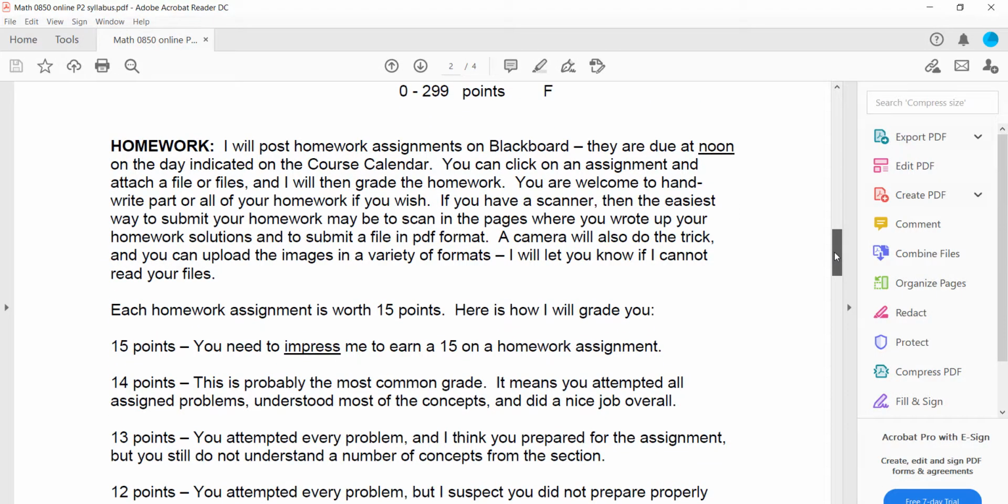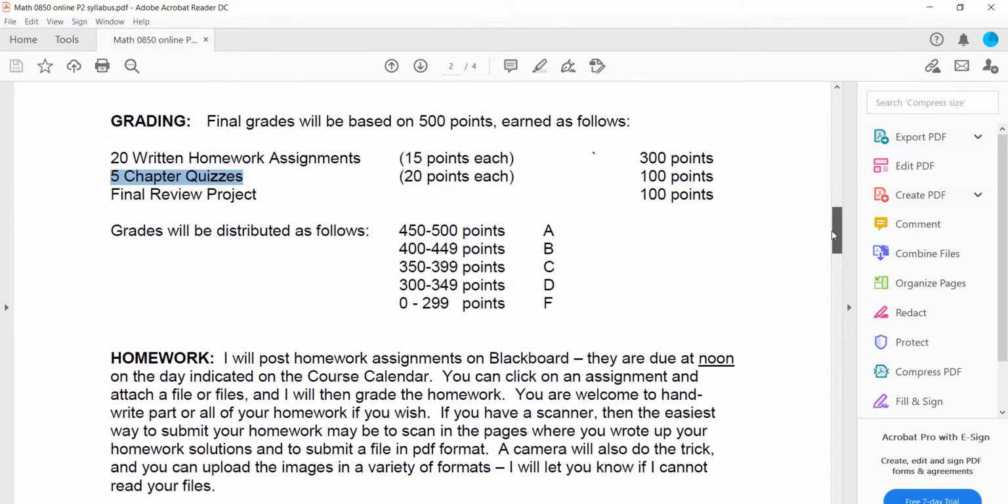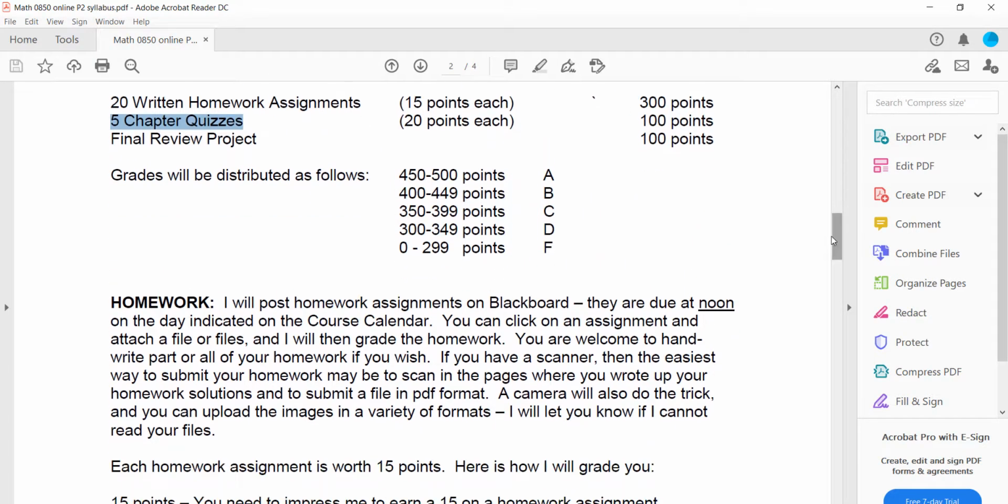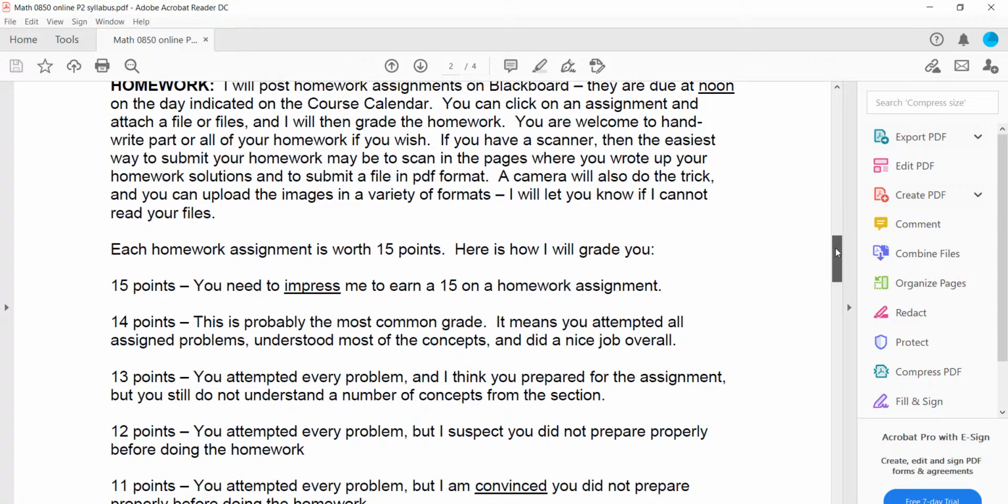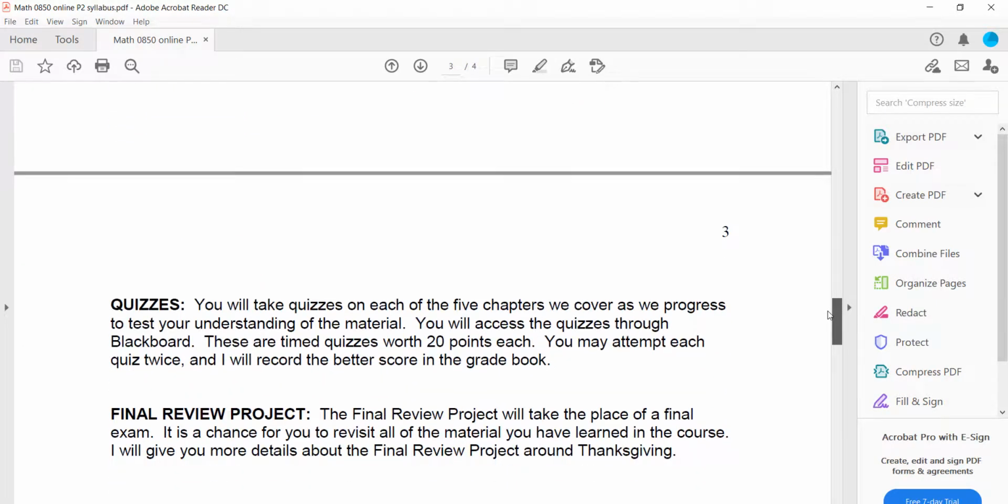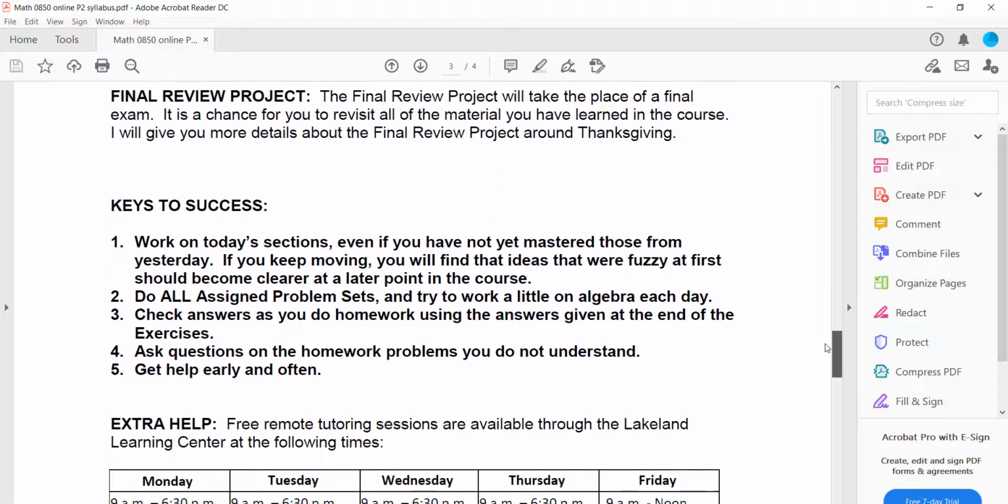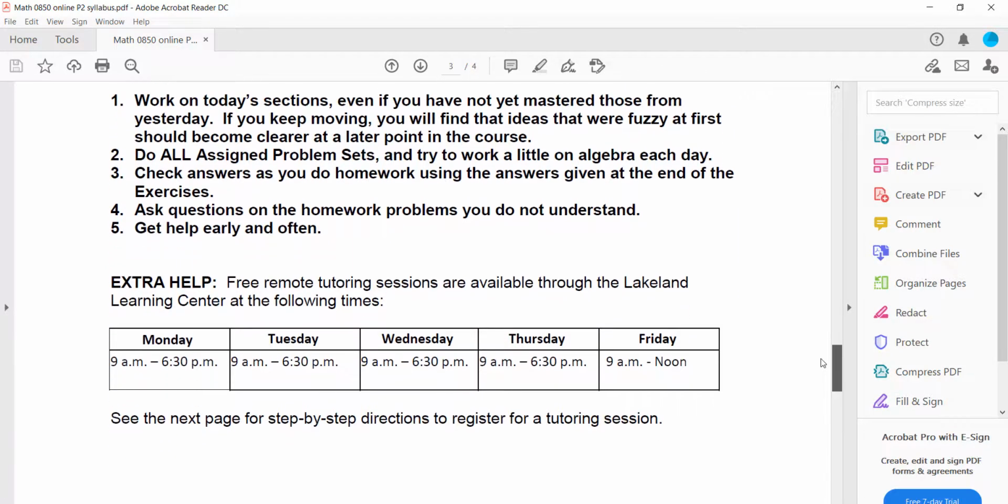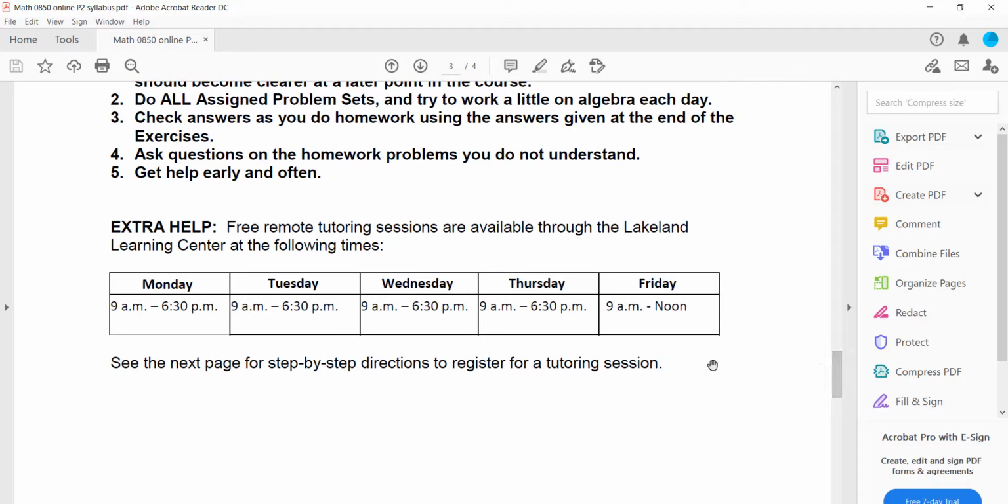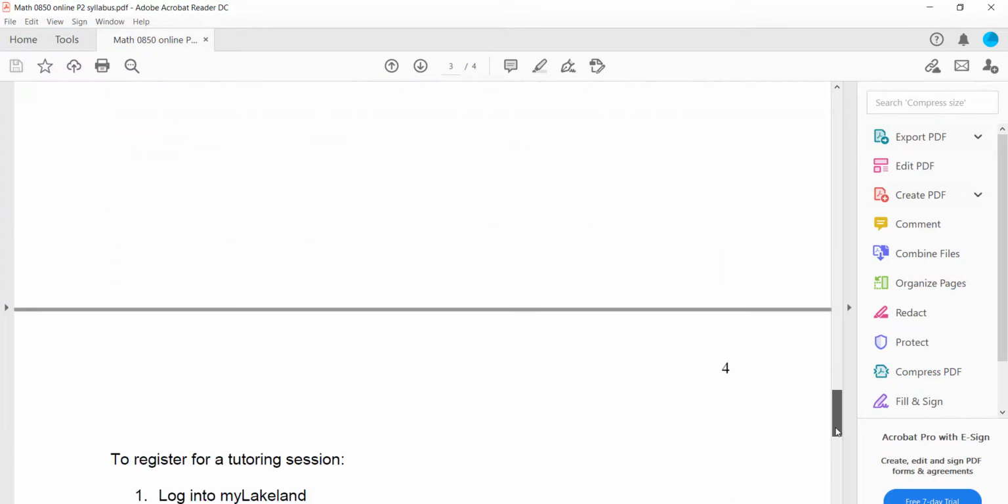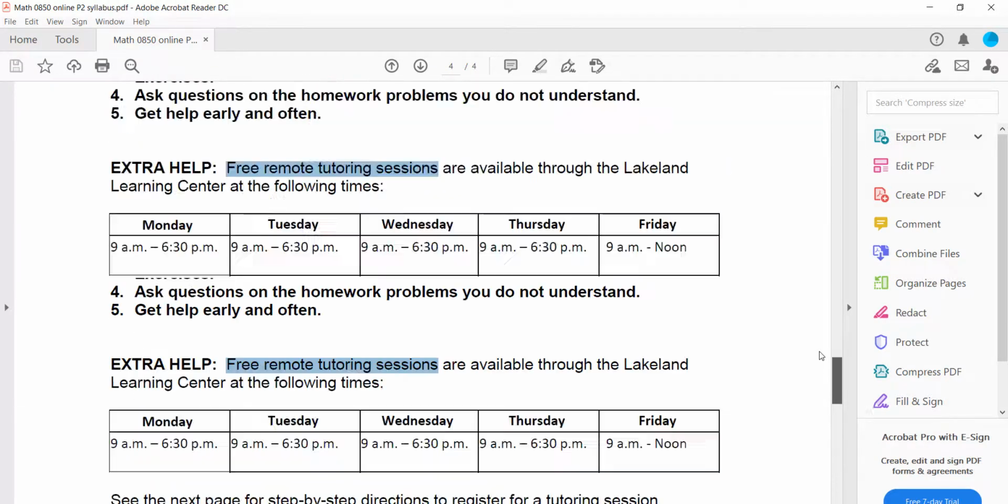The rest of the syllabus here talks about, so yeah, you have the quizzes, and then we're going to have a final review project instead of a final exam. So I'll talk about that more around Thanksgiving. But the rest of the syllabus here, I don't want to read through. You can do this on your own time. I discuss these items. I talk about keys to success. In addition to seeing me during office hours, it's nice to know that we have free remote tutoring sessions available Monday through Friday. And on the last page of the syllabus, I give you some step-by-step directions if you want to register. So I think you can follow that yourself.